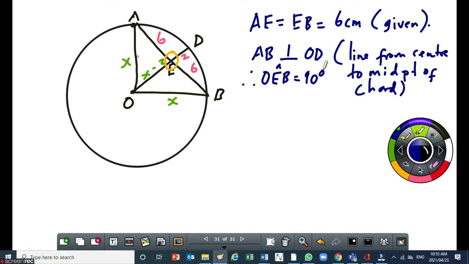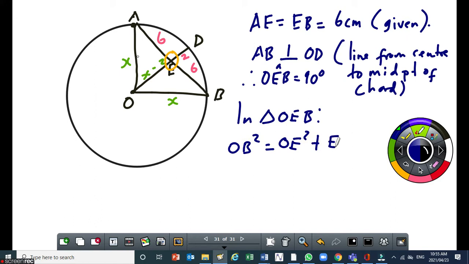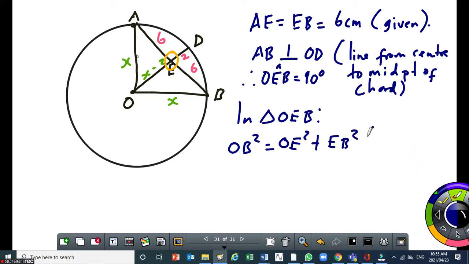Alright, so I've got that. Now I can use the theorem of Pythagoras. It is your choice. You choose the triangle, you can choose AOE or you can choose OEB. So I'm going to choose OEB. If I use the theorem of Pythagoras, my OB is the radius, it is going to be the longest side, the hypotenuse, so it will be OB squared. It's going to be equal to OE squared plus EB squared. And this is Pythagoras.